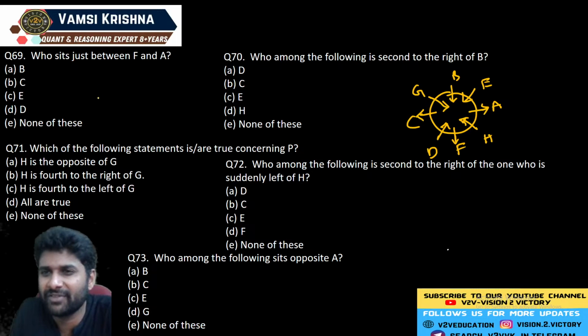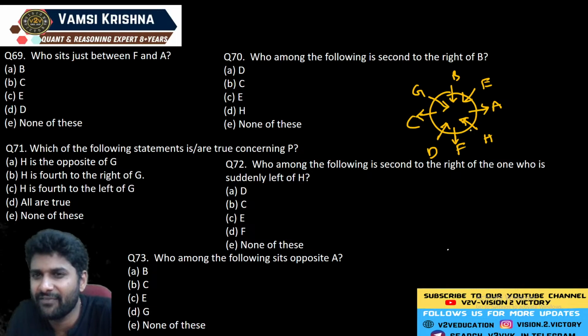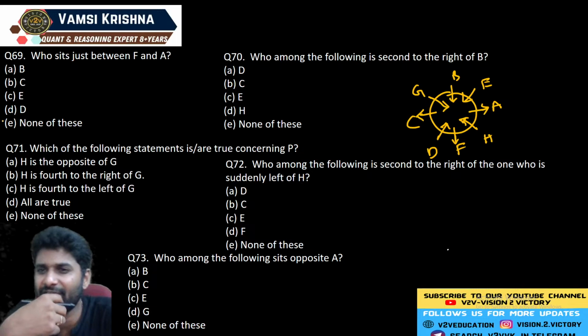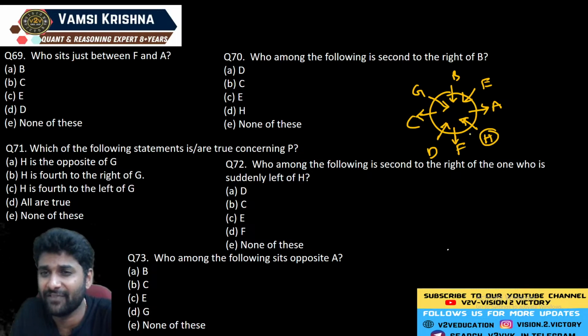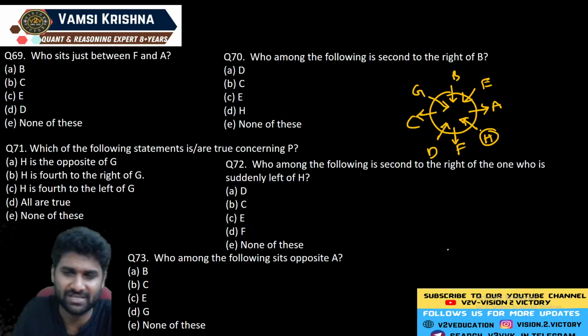Now the question: who is sitting between F and A? It can be H. Let me check. 1, 2, 3, 4, 5. Guys, who is sitting between F and A? It can be G also. It can be G or H. Why? Because they have not mentioned whether it's the right side or left side. So the answer is none of these.